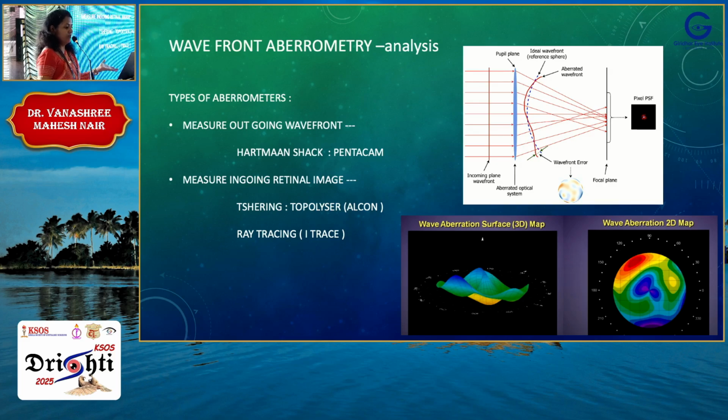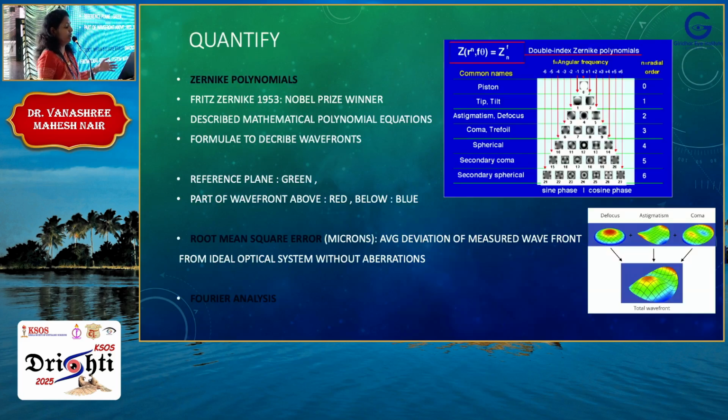There are two types, Hartmann-Shack and the shearing type. Here you can see the 3D map of the wavefront and how it is getting formed. Now we need to quantitate it. We are seeing it as a wavefront, but how do we quantitate it and actually use it? We quantify it using Zernike polynomials. These are mathematical equations, and again they look very daunting to us.